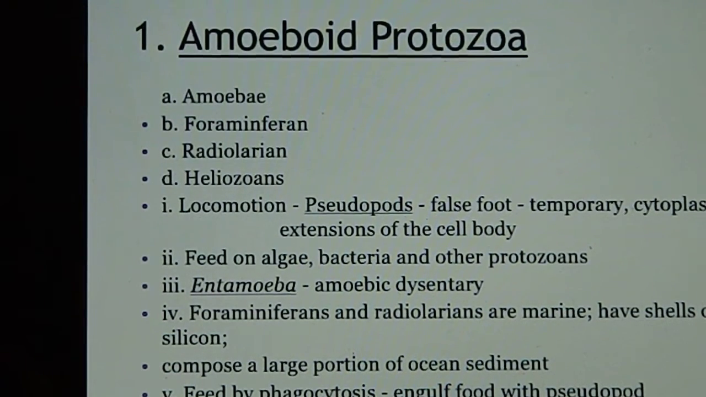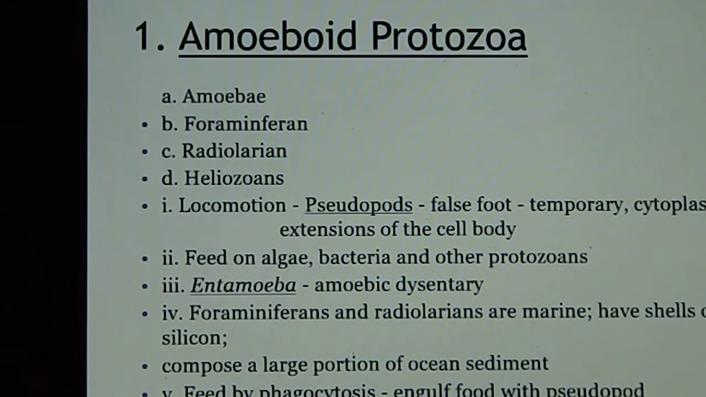cytoplasmic streaming or extensions of the cell body. The plasma membrane actually just moves in a direction, and the cytoplasm gets kind of drawn in with it, and it moves in those ways. And these things are called pseudopods. Pseudo is false, poda is foot, and so they move around by these things called pseudopods. So that would be the distinguishing characteristic for amoeboid protozoa.